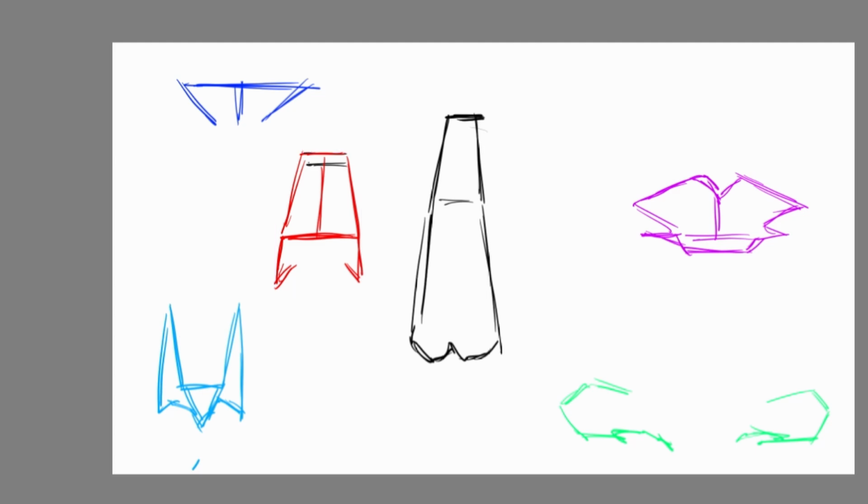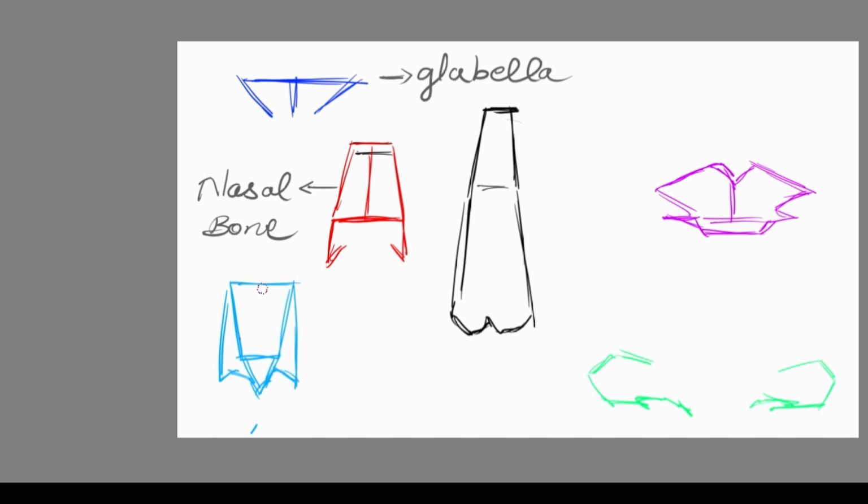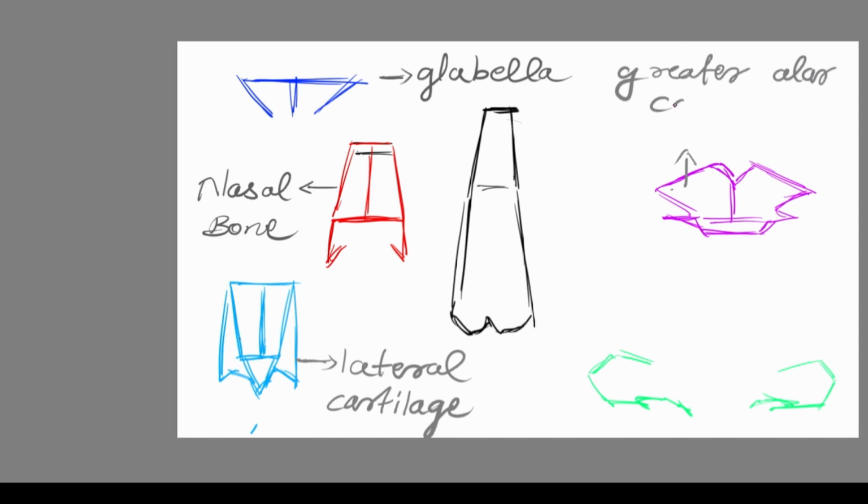So let's understand their names. First we have the glabella, which stays in between the eyebrows and the top of the nose. And the second bone we have is the nasal bone, which kinda looks like a bridge. And the third bone is lateral cartilage. Fourth is greater alar cartilage, and the last, fifth, is fiber fatty tissue. And it's not a bone, it's a tissue.